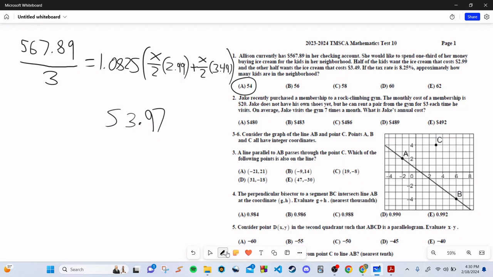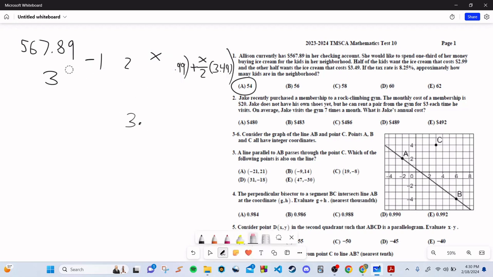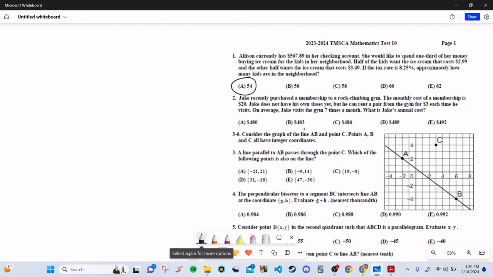All right, so then I erase this. Okay, question 2. So we have Jake recently purchased a membership. Here the monthly cost is $20. Okay, so what's his annual cost? So if the monthly cost of membership is 20, we gotta multiply that by 12. And he does not have his own shoes, so he rents a pair for $3 each time he visits. So we're gonna add $3, and he visits 7 times a month for 12 months.